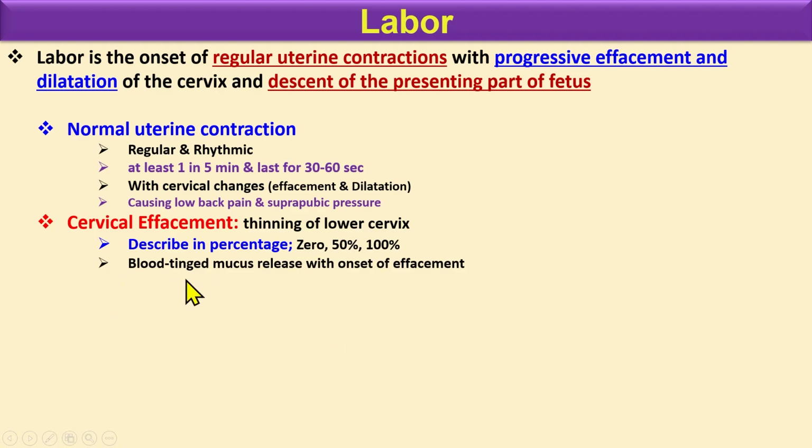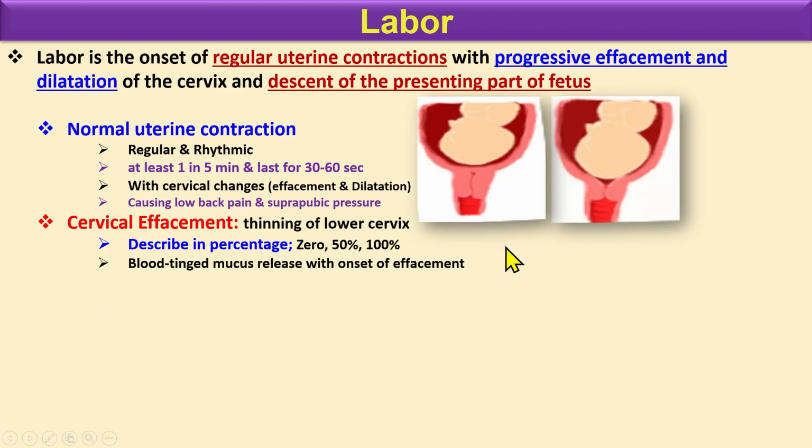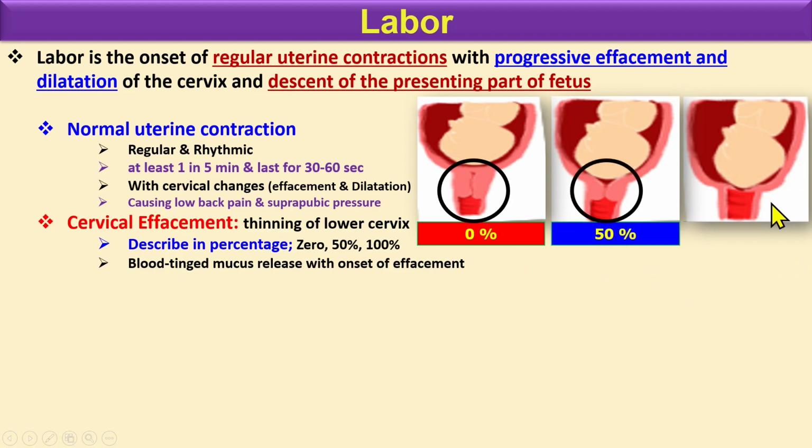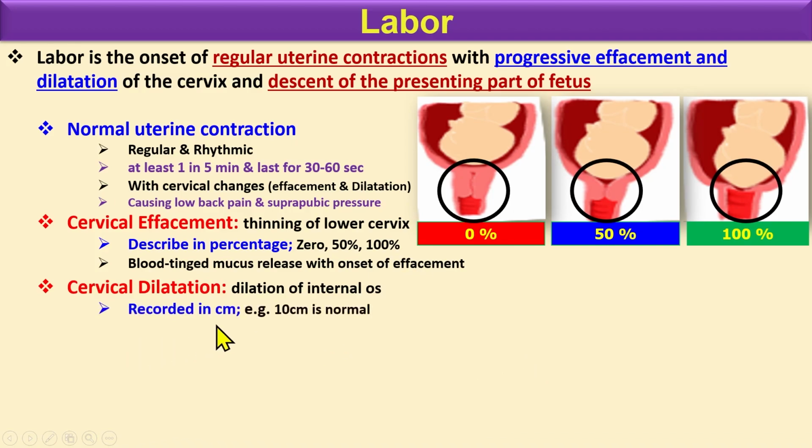And there is blood-tinged mucus release with the onset of the effacement. Okay, you know better. And here are the different conditions. You can see here is 0%, here is 50% effacement, and here is complete effacement, 100%. And the dilation of the internal os is recorded in centimeters, 10 centimeters is the normal.